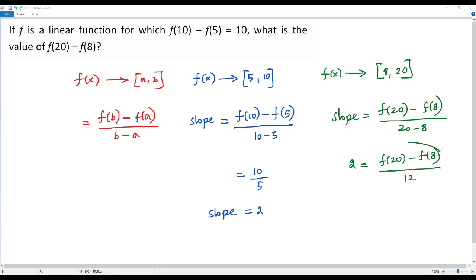To find the value of this expression, we have to get rid of the denominator 12. For that, we multiply both sides of the equation by 12. When I do so, the 12 cancels out. On the left side, I get 12 times 2, that is 24. On the right side, I get f(20) − f(8). So I got the value of this expression, f(20) − f(8). Its value is 24.